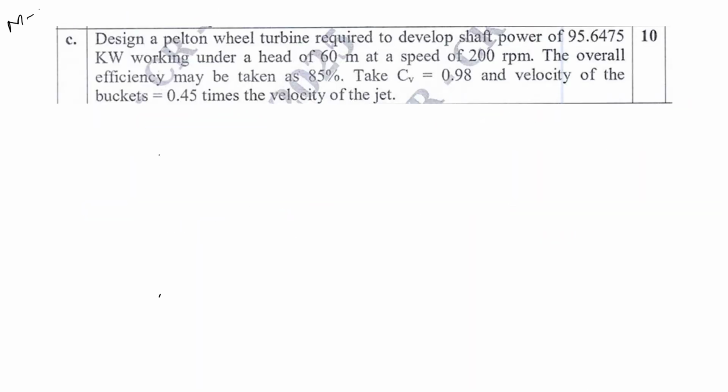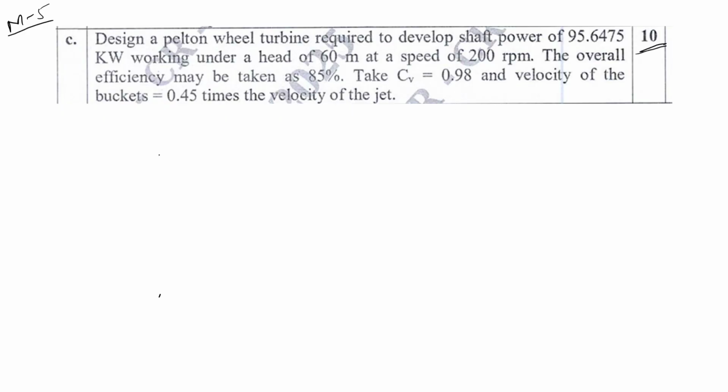Model 5. Design of Pelton wheel turbine required to develop shaft power of 95.6475 kilowatt. It's a very easy question. It looks lengthy, but it carries 10 marks.